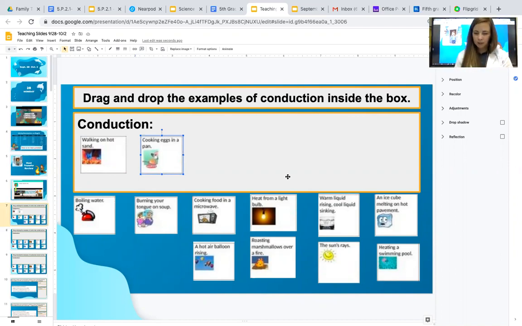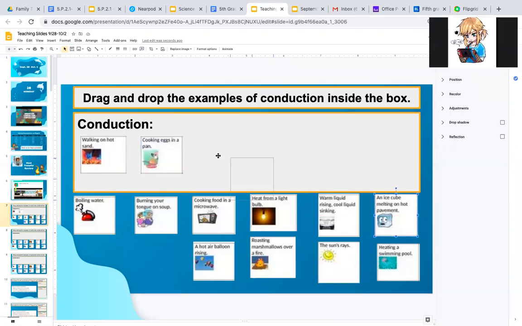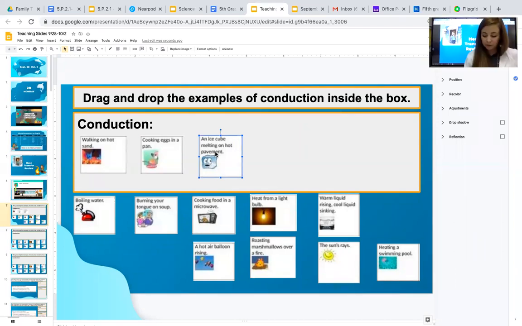Jamari, give me another example of conduction, please. An ice cube melting on the hot pavement. And why did you choose that one? Because it's on the pavement and the pavement is hot. So when you put the ice cube up there, the heat's transferring by conduction because the ice cube's on the pavement and it's touching the pavement. You are absolutely correct. The ice cube is touching the hot pavement, so the hot pavement is transferring its heat to the ice cube and causing it to melt. Fantastic. And there's one more example here.